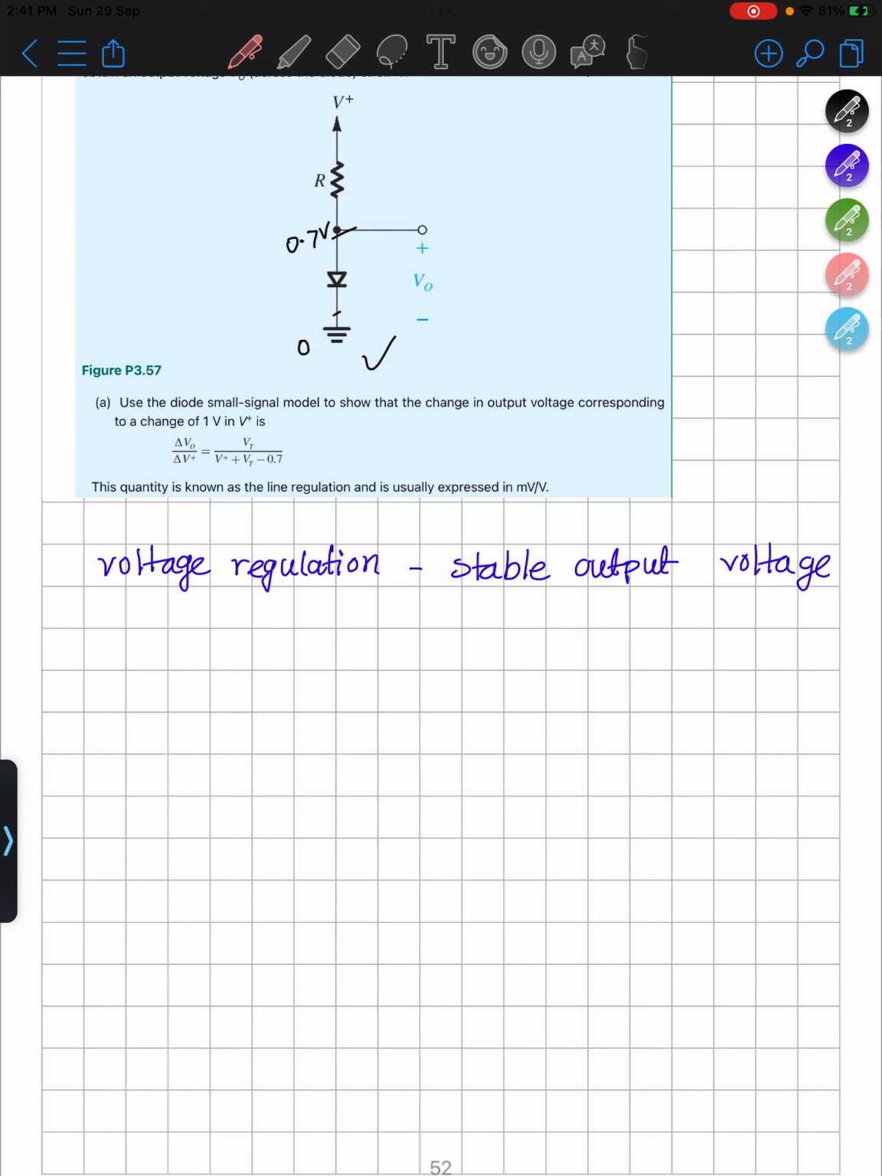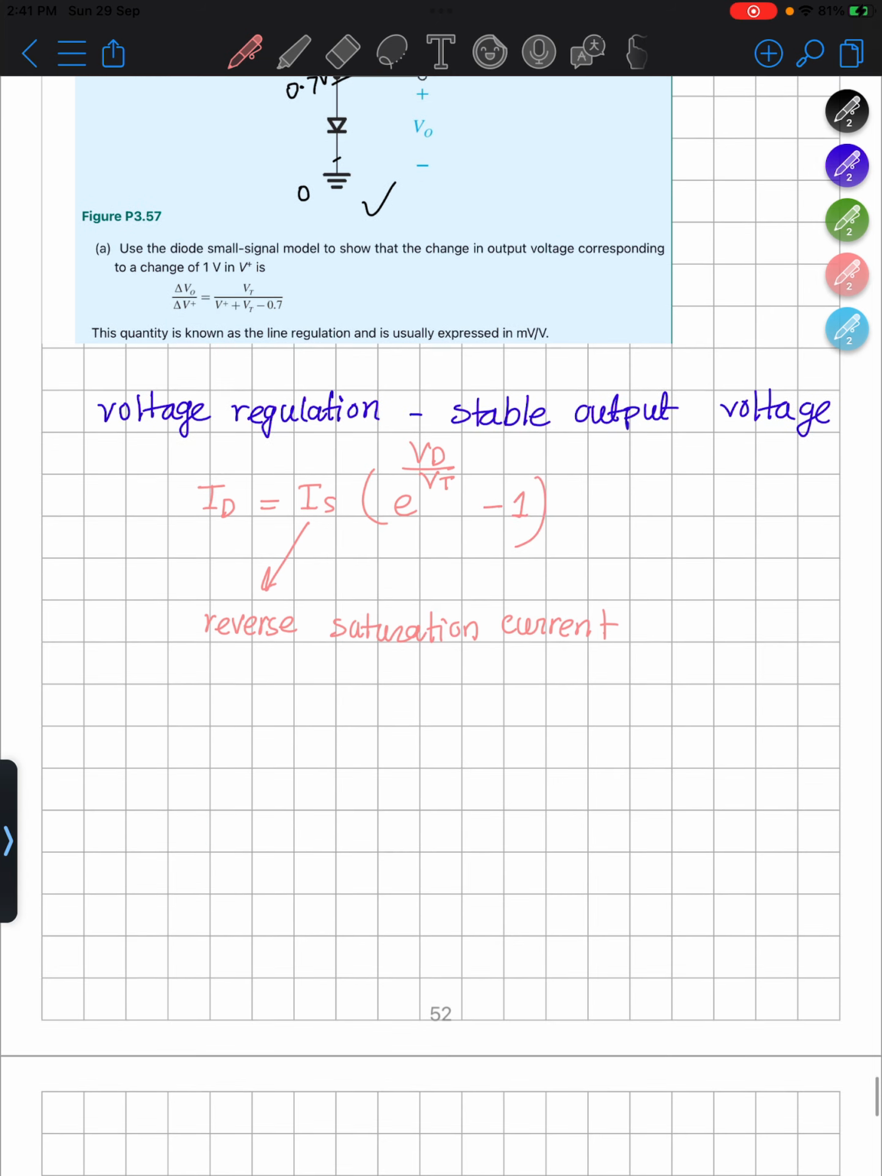The current through the diode, which is ID, will be equal to IS, which is the reverse saturation current, multiplied by e to the power Vd over Vt, minus 1. Vd is the voltage across the diode and Vt is the thermal voltage, which is typically around 26 millivolt at room temperature. So this is the equation for the diode small signal model.